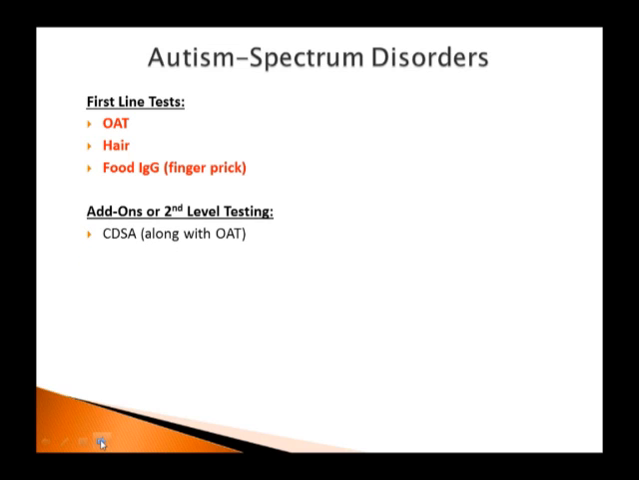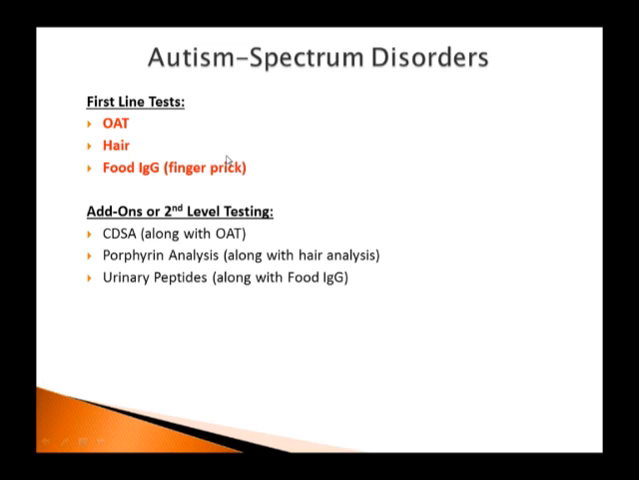Okay, so if we've got a lot of digestive problems, we might go ahead with a comprehensive digestive stool analysis. If I'm going to do a hair and it's affordable, I like to do the hair and the porphyrin together. Urinary peptides can be added, and you can think about the urinary peptides linking up with the food IgG, particularly in a child that's not on a gluten-casein-free diet, or a parent who wants to cross-check and make sure that the diet that they are doing is clean. The urinary peptide can be helpful for that.